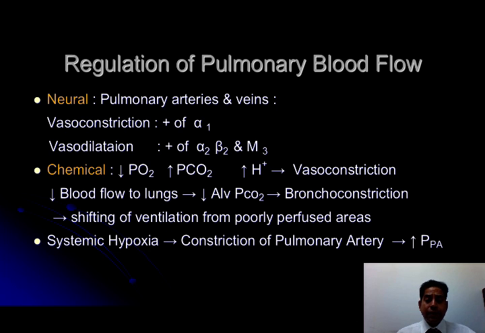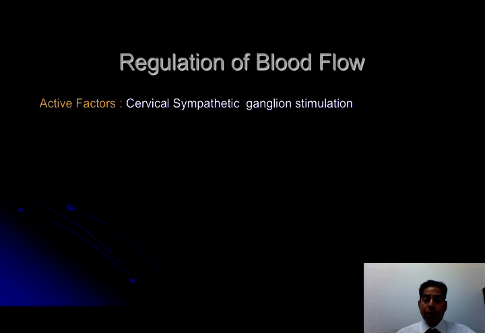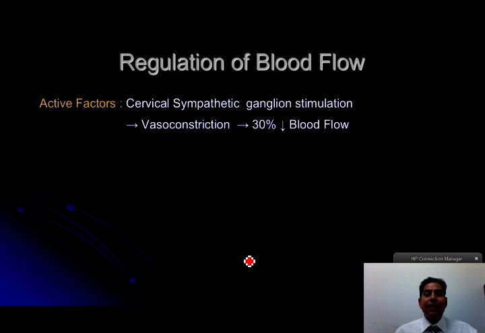Then you look at systemic hypoxia. It will cause a constriction of the pulmonary artery, leading to an increase in the pulmonary artery pressure. If you look at the other ways of regulating, there are active factors whereby a cervical sympathetic ganglion stimulation will lead to a vasoconstriction, and this can decrease the blood flow by up to 30%.